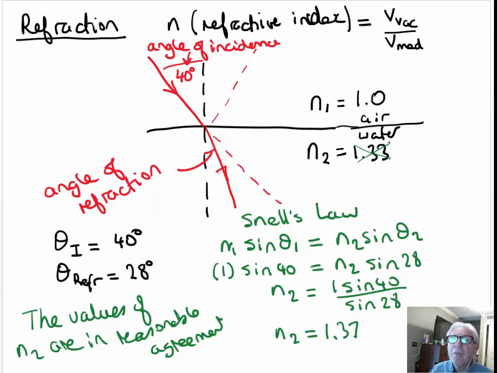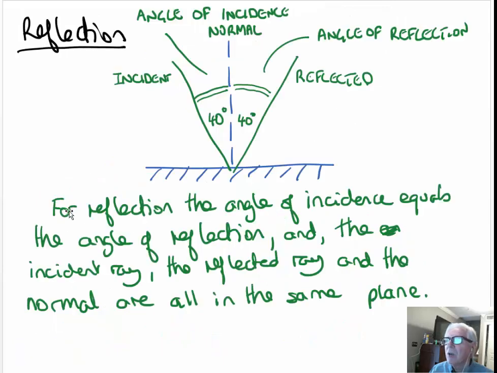And then know the angle of reflection. Know the definition of the angle of reflection. People forget the second bit. The incident ray, the reflected ray and the normal are all in the same plane. There are other things I could show you.